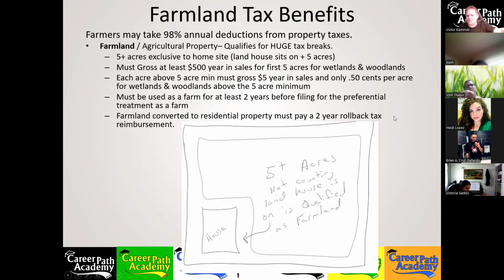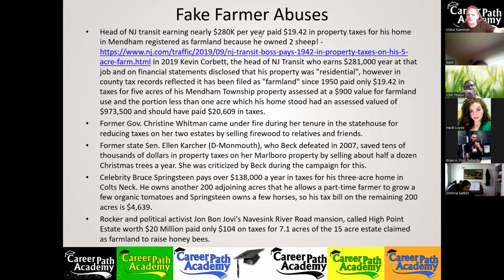Because that's all the politicians. That's actually what it is. Take a look at this. Did you guys hear about this? This was in 2019. Kevin Corbett, he was the head of New Jersey Transit. His salary is $281,000 a year.